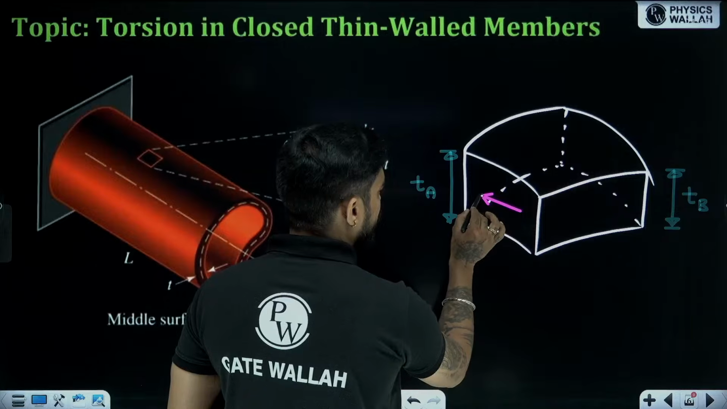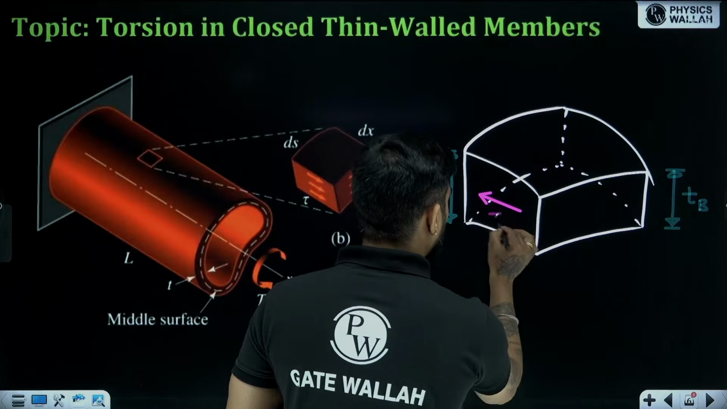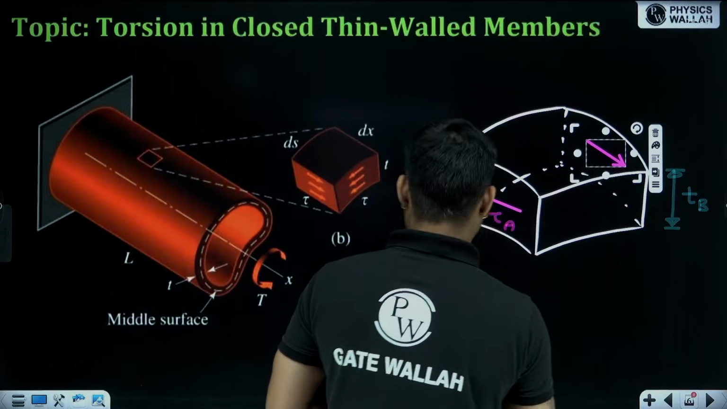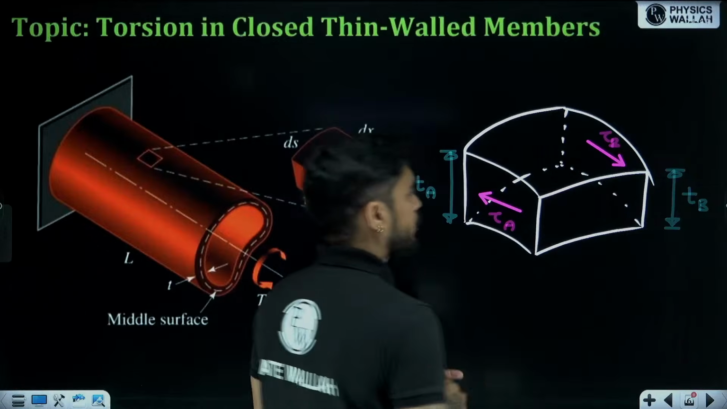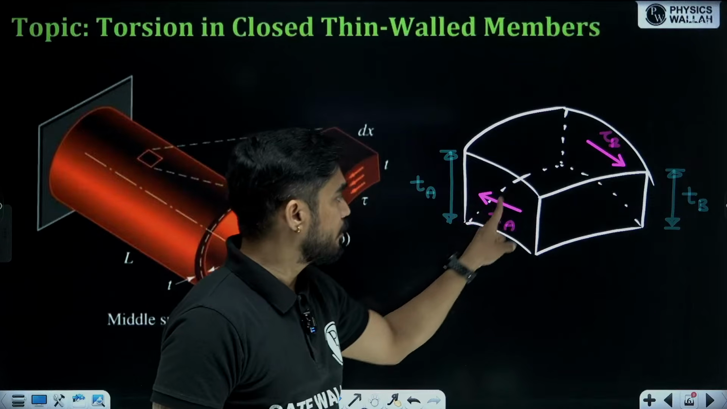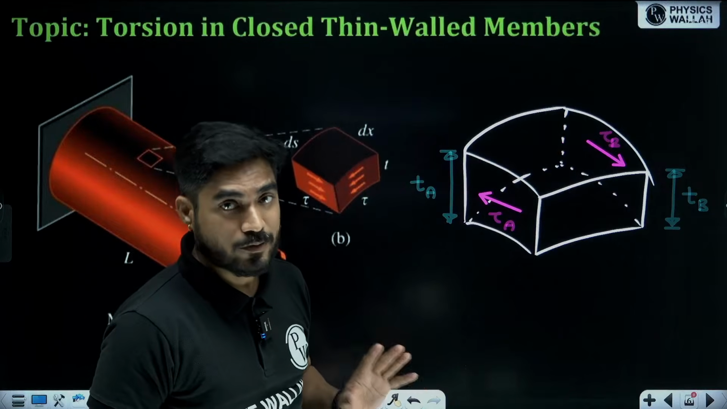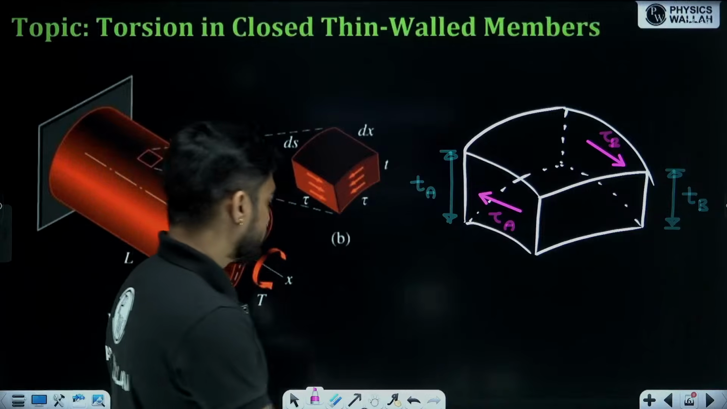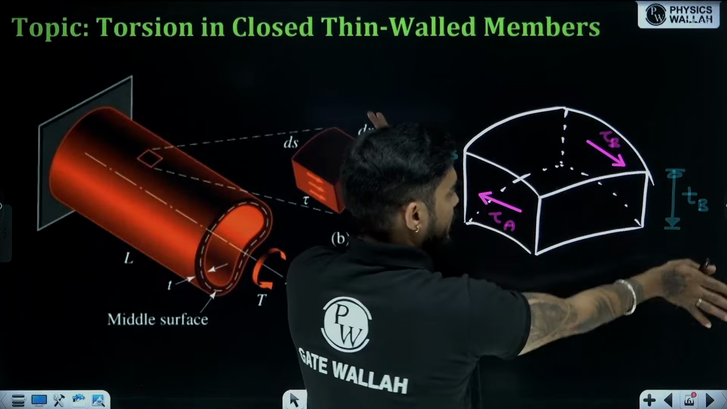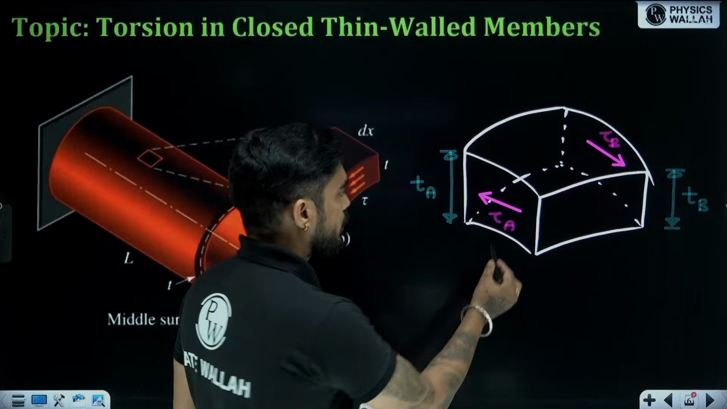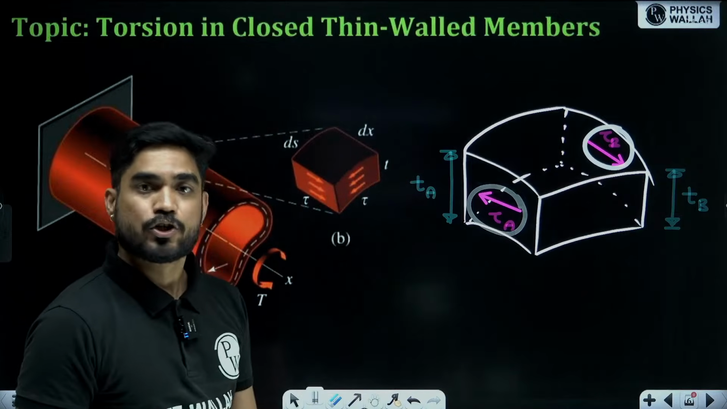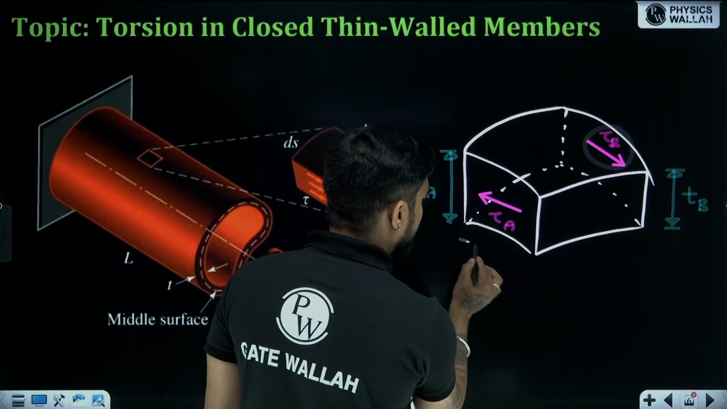Let's say here the shear stress developed is tau A. Now here the shear stress developed is tau B. So due to this different thickness, the shear stress will be different. Here it will be tau A, here it will be tau B. Now, you know that the net force must be equal, because in this direction, there should be no net force. So the force developed due to this tau A and the force developed due to this tau B should be equal. Let's say that this length is dx.